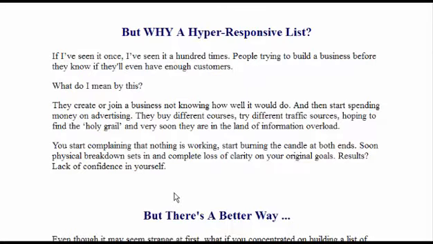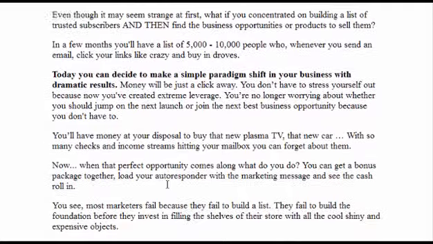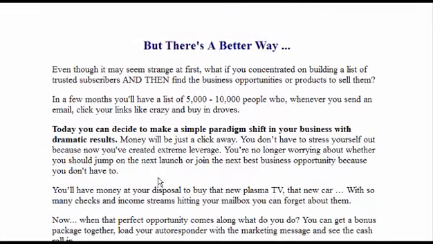So you start complaining that nothing is working, you start burning the candle at both ends. And I'm saying, I understand. I understand where you are. I understand the problems that you have gone through, but just hang in there for a little while, and I'm going to be able to show you a better way. Okay, so that is the problem, but this is what the solution is.